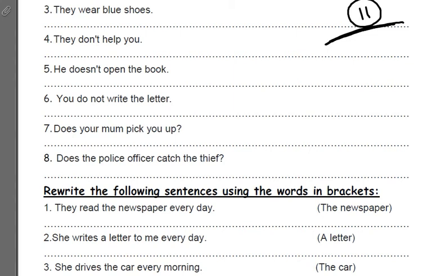Rewrite the following sentences using the words in brackets. 1. They read the newspaper every day. Sorry, this is present. Goes every day. The newspaper is read by them every day. She writes a letter to me every day. So a letter is written to me by her every day. She drives the car every morning. The car is driven by her every morning.